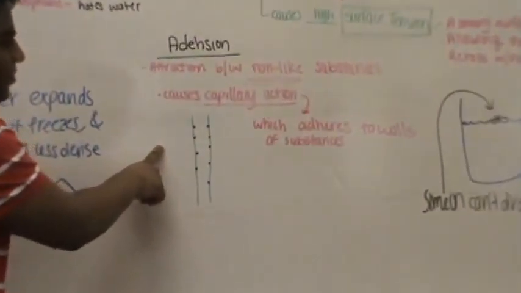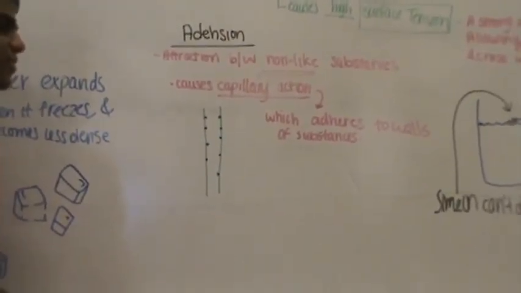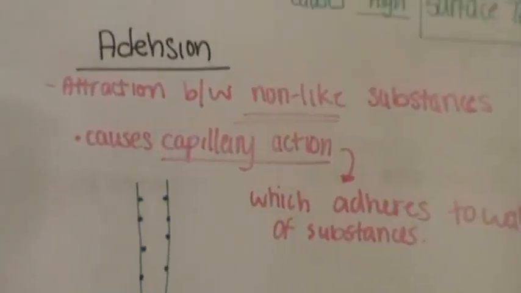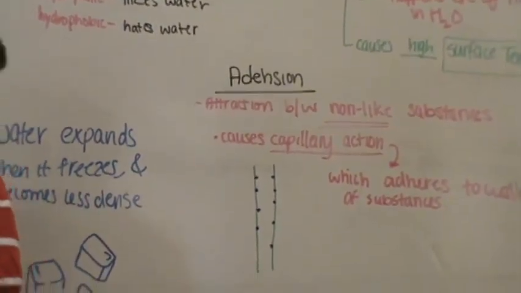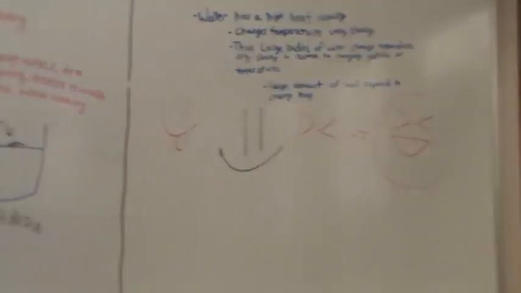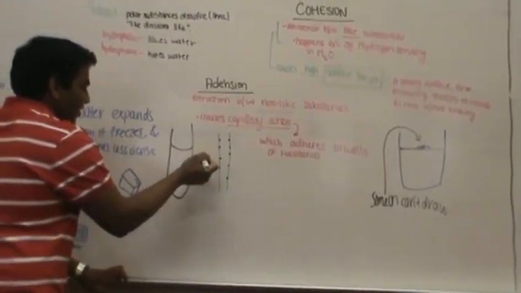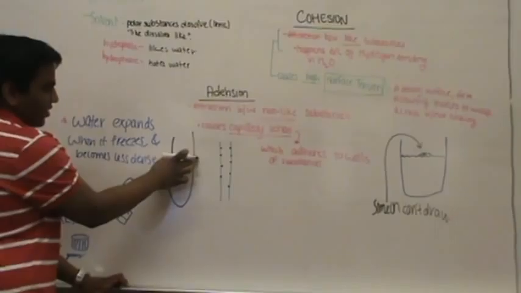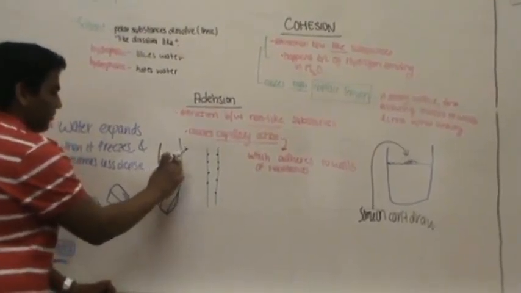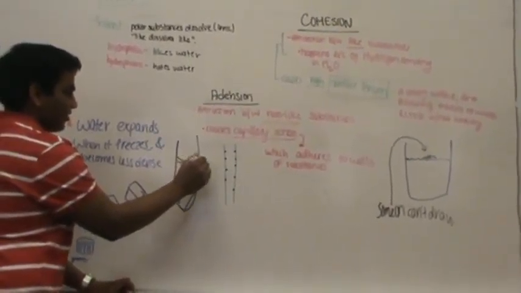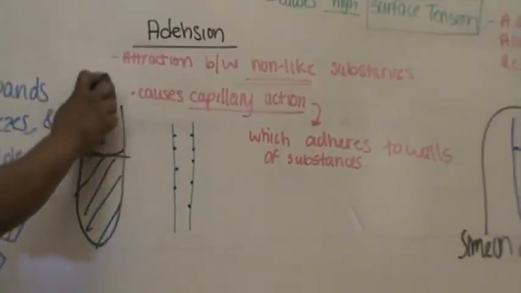Adhesion is the attraction between non-like substances, which causes capillary action, which adheres to walls of substances. If you think about water in a test tube, you can see the meniscus. The fact that water sticks onto the sides is adhesion. When you record how much water is in it, you read the bottom of the meniscus, because adhesion causes water to stick to the sides, and that plays a role in water uptake.